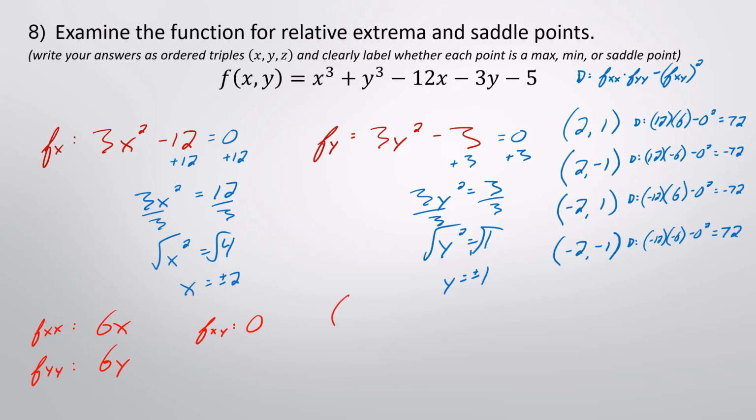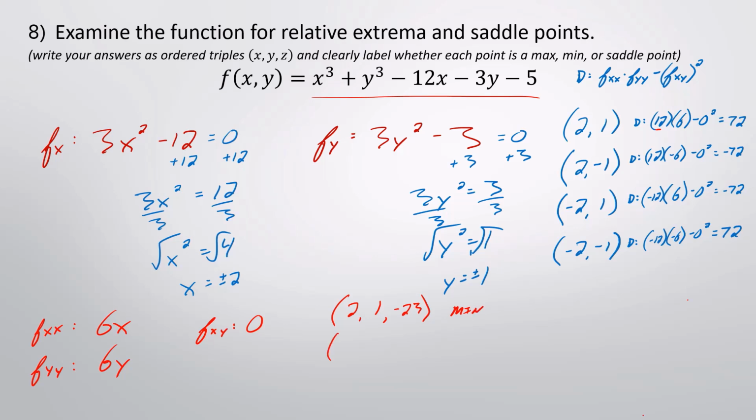The ordered triples, I'm going to save a little bit of time in the video and just say what it would turn into. But again, I would be plugging into the original function just whatever these ordered pairs are. So when I plugged in 2 and 1, I got negative 23. And since at 2, 1 up here, I got positive 72, that means it's either a max or a min. And because the fxx is positive 12 right here, since that's positive, that must be a min.